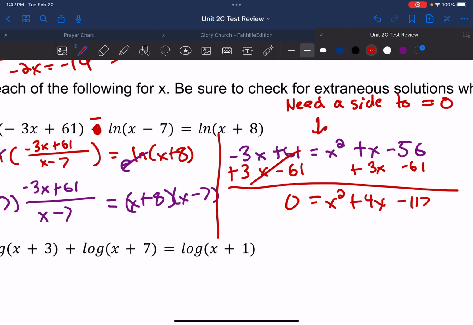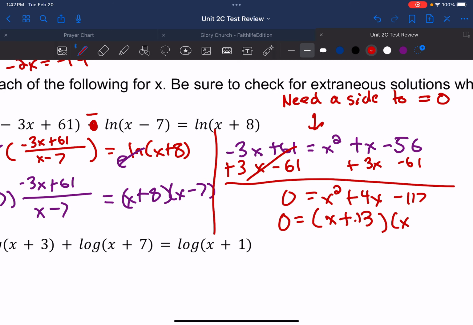Minus 117. And 117, you're thinking what adds to the middle and multiplies to the end. That is 9 and 13. So 0 equals x plus 9. Oh, no, sorry, x plus 13, because it's a positive. And x minus 9. So the solutions I have to try are x equals negative 13 and 9.